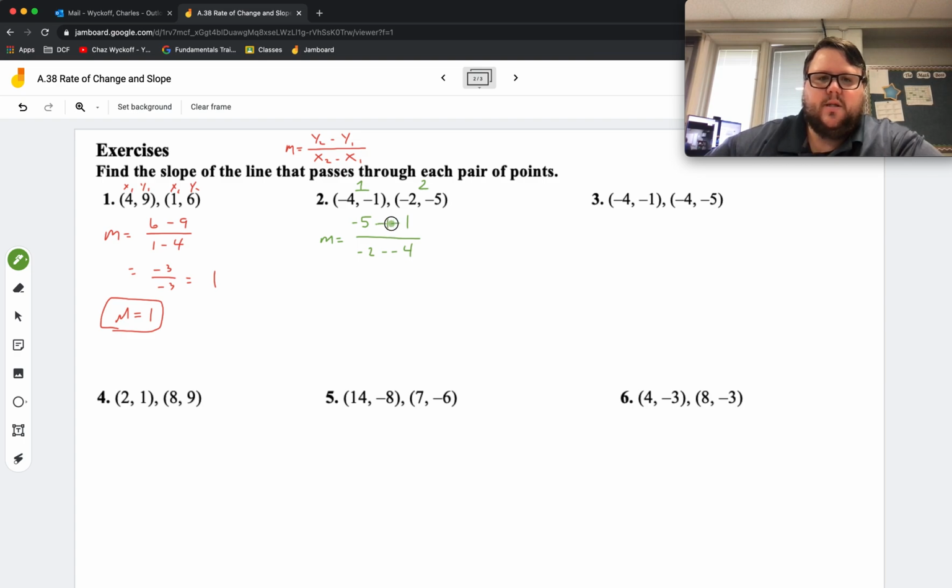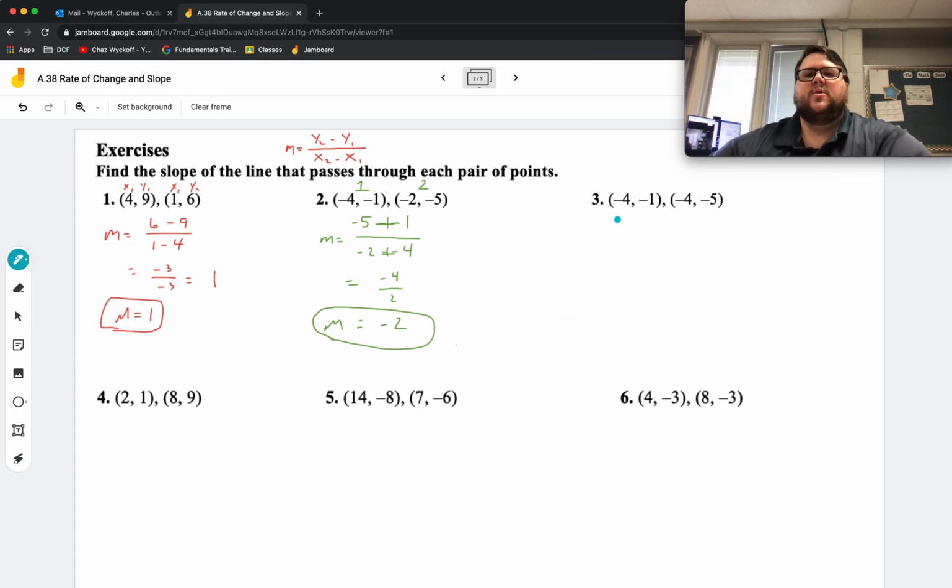So we change those double minuses to pluses, and we get negative 5 plus 1 is negative 4. Negative 2 plus 4 is 2. And negative 4 over 2 is negative 2. So m equals negative 2. So that's all we're doing.